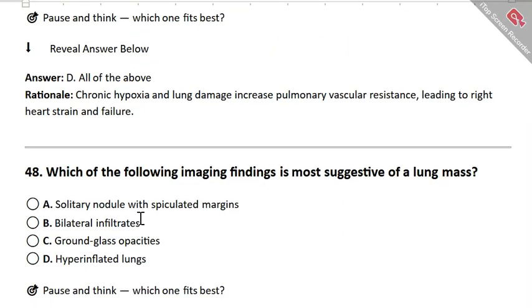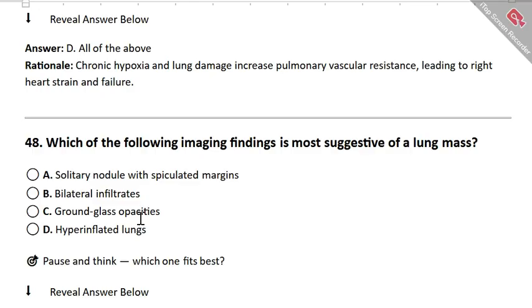Question number 48. Which of the following imaging findings is most suggestive of lung mass? Read this question carefully and decide which one is the correct answer. The correct answer is option A, solitary nodule with spiculated margin.